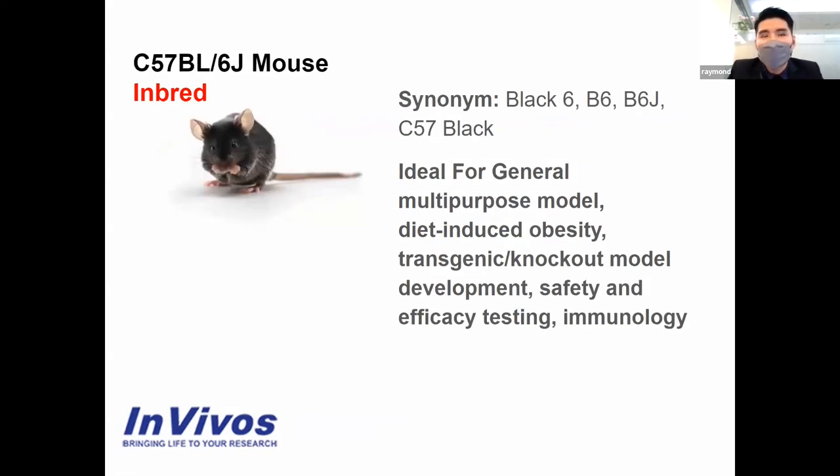C57 Black 6. So the Black 6 mouse, unlike the conventional thinking of maybe non-lab people who think that lab rats or lab mice must be white in color, defies all of that because they actually come with a black coat. C57 is also known as Black 6. They are generally used in a lot of models where they are transgenic and their gene is knocked down to develop some specific disease models.